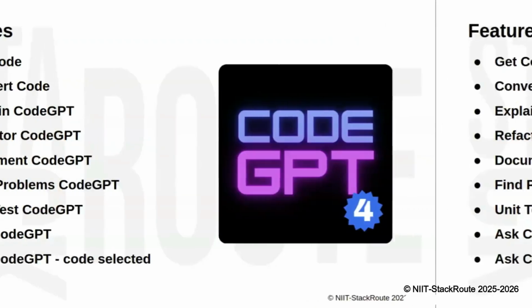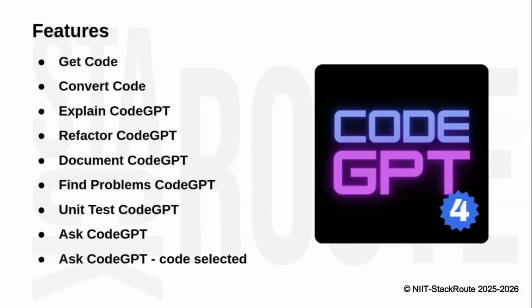Code GPT offers a range of key features that includes Get Code, where as a developer we can create a comment asking for a specific code, and Code GPT will help us to write a code out of the command. Convert Code helps in converting code from one language to another. Explain Code GPT: Code GPT will open a chat section and explain the selected code.